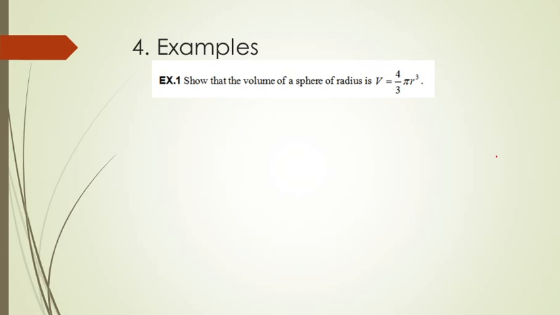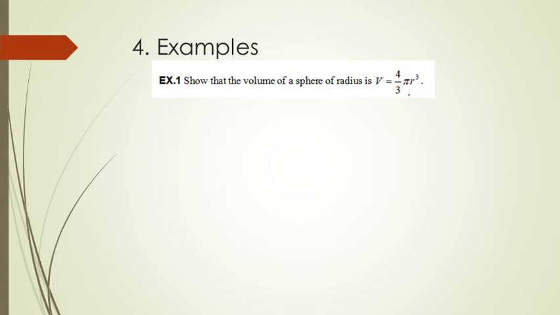Alright, after a short break, let's check the examples in 5.2 volumes. Example 1 shows that the volume of a sphere of radius r is V equals 4/3 pi r cubed. Actually, that is the formula of a solid sphere, right? Solid sphere. Then we are going to show the volume.